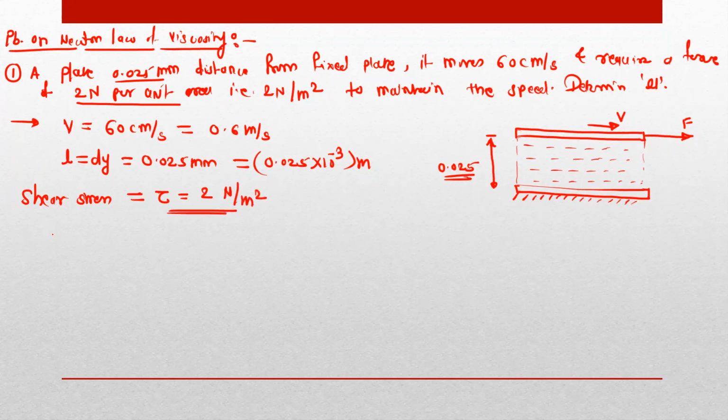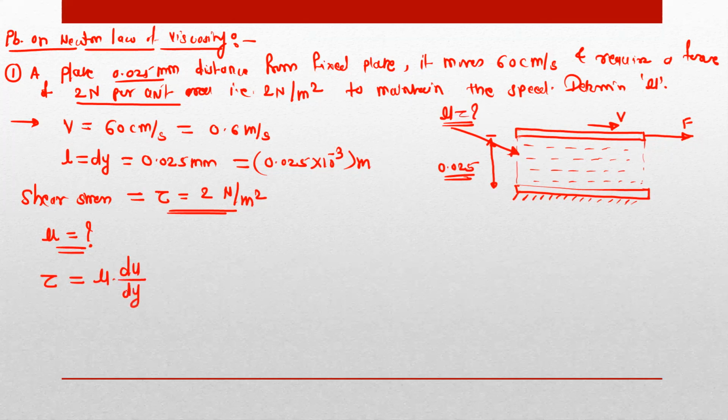Okay, and the question is we have to find out the viscosity or the dynamic viscosity for the given fluid. So for this fluid, we have to find out the value of mu. Okay, so we will use Newton's law of viscosity equation, which is shear stress equal to mu into the velocity gradient, which is du by dy. So du is the velocity difference, and dy is the height, or the gap between the stationary plate and the moving plate.